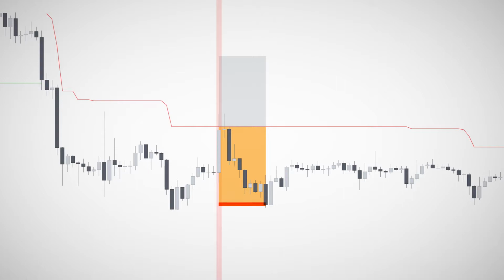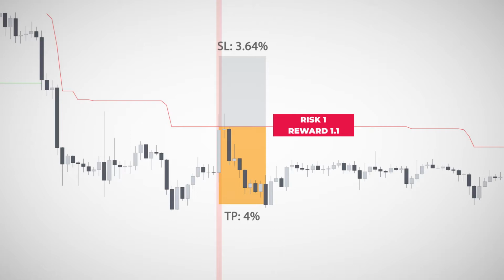Now let's define our targets. This strategy has a fixed profit target. It's always 4%. And when I set my stop loss, I use a 1 to 1.1 risk-reward ratio. This is essentially a 1-to-1 risk-reward ratio, but I like to make profit targets just slightly bigger than stop losses. I do this to cover the trading commission. So even if the win rate drops to 50%, I still don't lose money. Again, my take profit is 4% below my entry point and my stop loss is 3.64% above my entry.